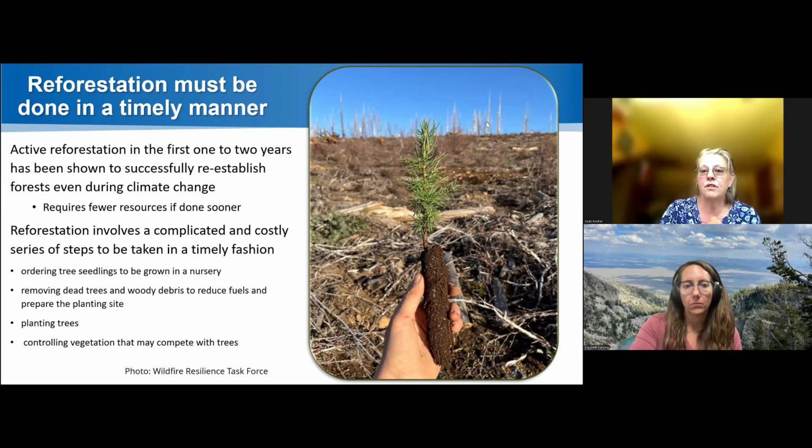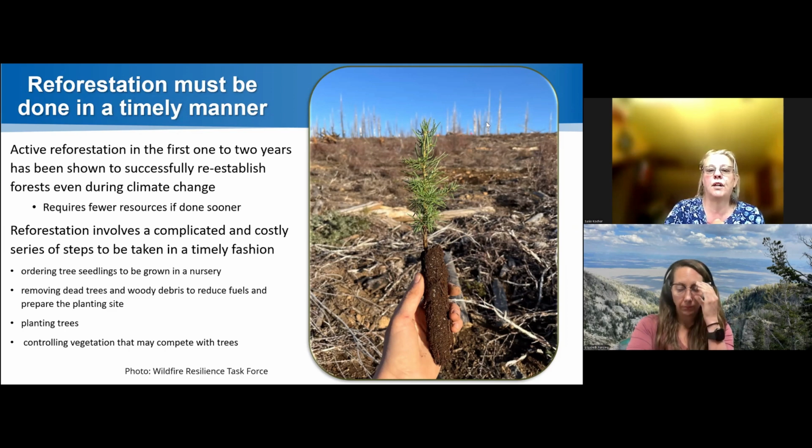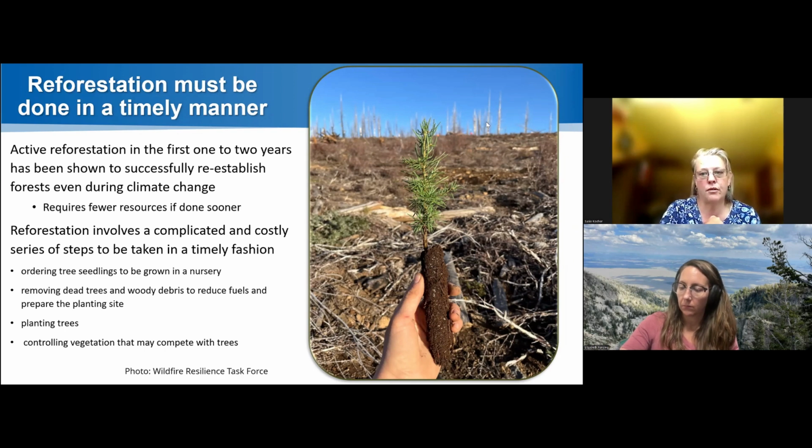The steps for reforestation are quite complex. There's a number of things that need to be done, including ordering tree seedlings, removing dead trees, woody debris, reducing fuels, and planting, and then controlling vegetation that competes with trees over a number of years. So it's a complex process that can be done and lead to great success. But there does need to be a level of planning, understanding, and resources to actually accomplish it.